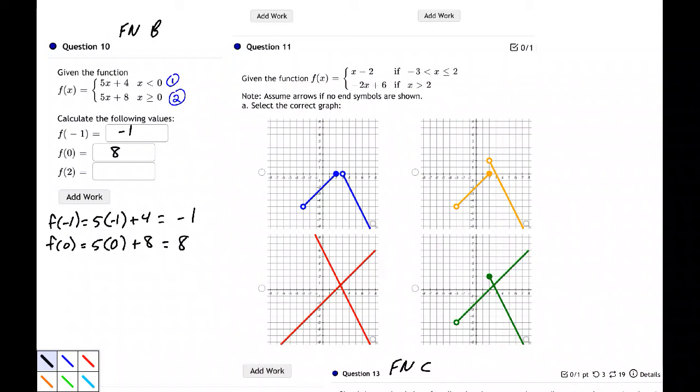The last of these, we have f of 2, and we need to say, is 2 less than 0? No. Is 2 greater than or equal to 0? Well, 2 is greater than 0. So I'm going to use the second equation again. So f of 2 equals 5 multiplied by x plus 8, and that x will be replaced with a 2. So 5 times 2 plus 8, and that will be 18. So f of 2 equals 18.